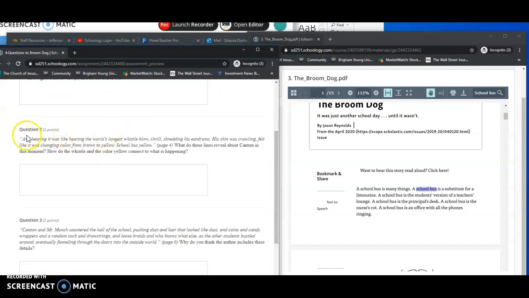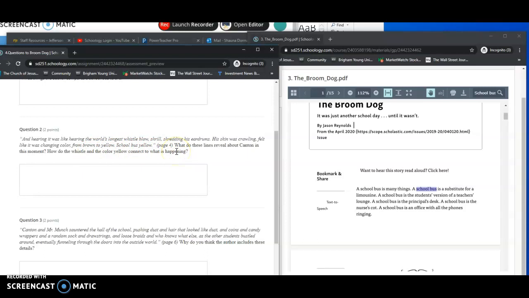Question 2, we have a quote here. And hearing it was like the world's longest whistle blow, shrill, shredding his eardrum, his skin was crawling, felt like it was changing color from brown to yellow. School bus! What do these lines reveal about Canton in this moment? How do the whistle and the color yellow connect to what happened?